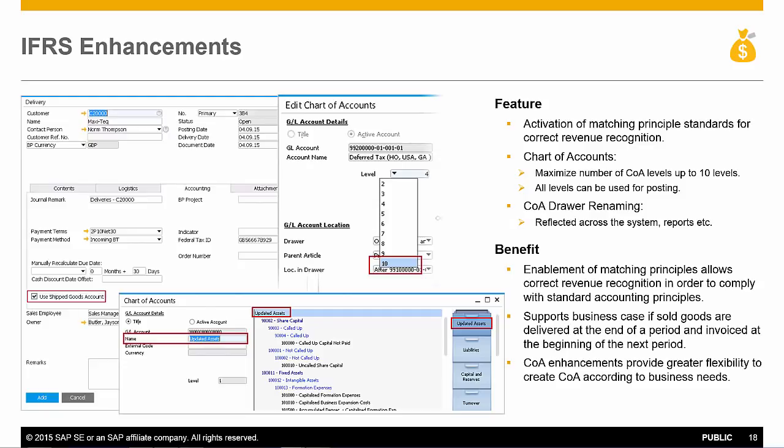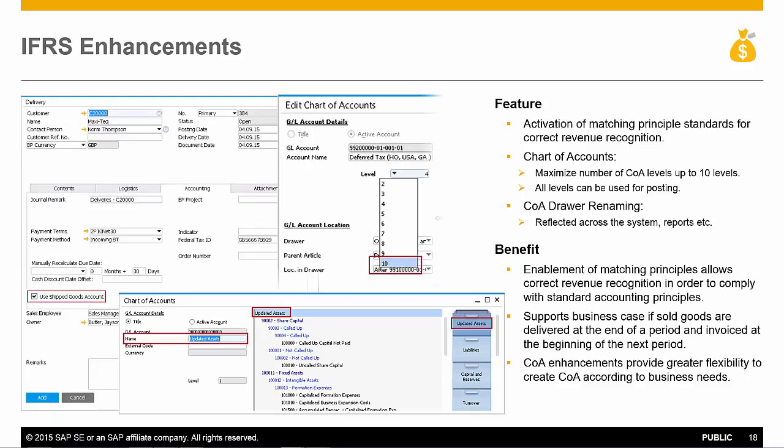We've also maximised the number of chart of account levels up to 10 levels, and all of these levels can be used for posting. You also have the ability to rename your chart of account drawers, and these will be reflected across the system and all your reports.